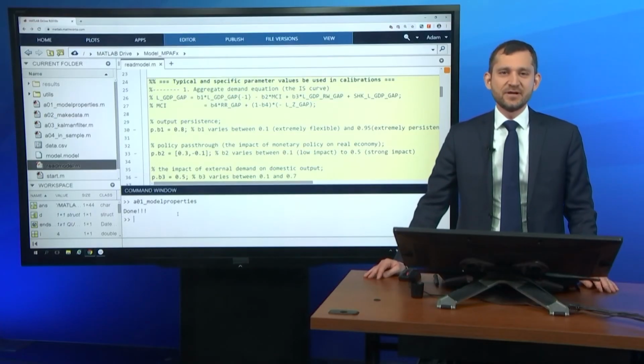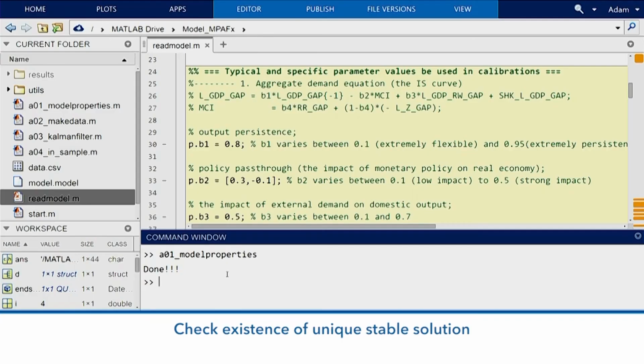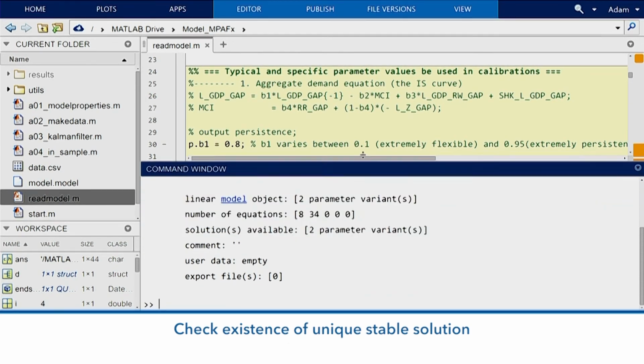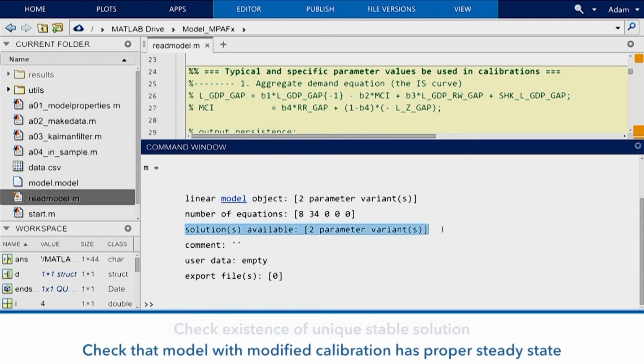When the script is finished, we should first check that the model has solution and proper steady state for the modified calibration. To check the existence of the unique stable solution, we can simply print out content of variable m in the command window. As you can see, the variable m is a model object with two parameter variants, and both of them have a unique stable solution.